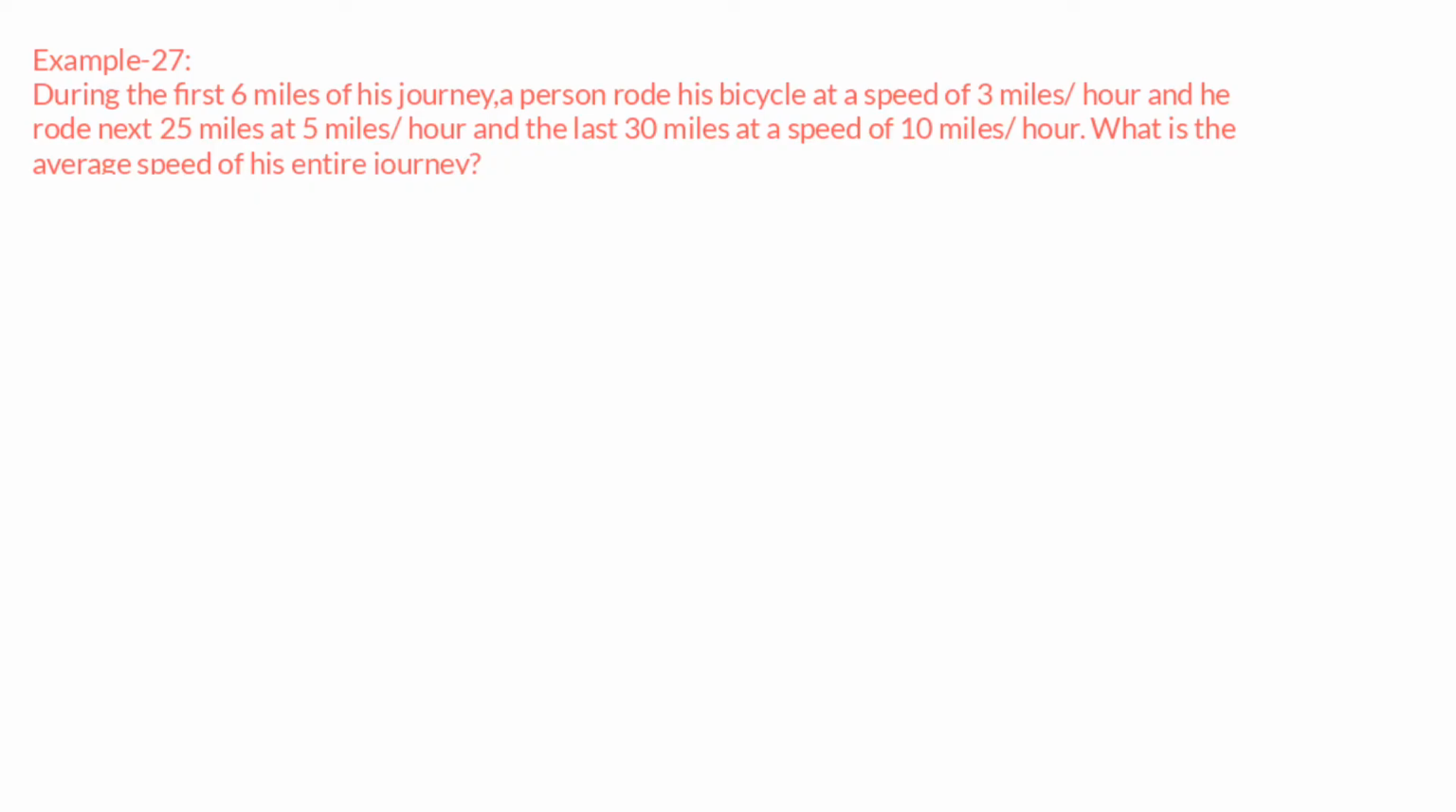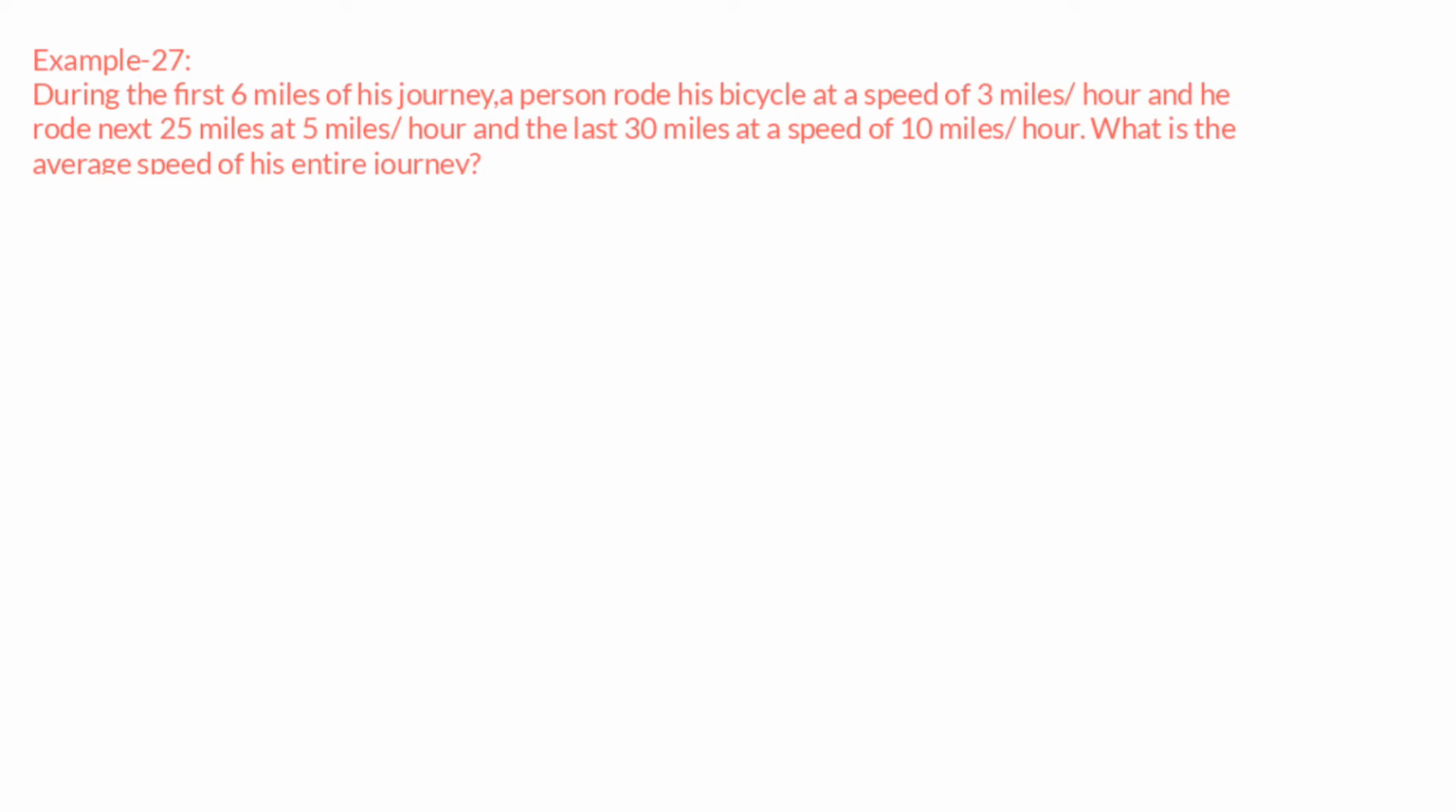Next, we'll solve a simple question related to this model. The given question is, during the first 6 miles of his journey, a person rode his bicycle at a speed of 3 miles per hour, and he rode the next 25 miles at 5 miles per hour and the last 30 miles at a speed of 10 miles per hour. What is the average speed of his entire journey?